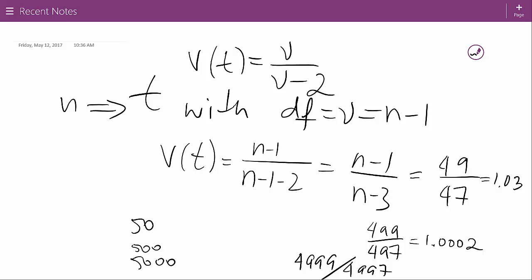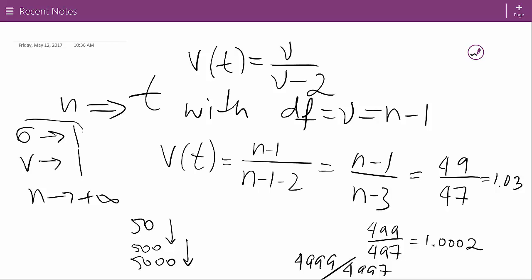So what happens if n goes to plus infinity? If n goes to plus infinity, the variance goes to 1. And therefore standard deviation goes to also 1, right? Because standard deviation is the square root of the variance. So see what happens? As I get larger and larger samples, the standard deviation approaches 1 and the center is 0. So your t-distribution starts to look more and more like standard normal, right? So in the limit of large sample sizes, your t-distribution becomes standard normal, okay?